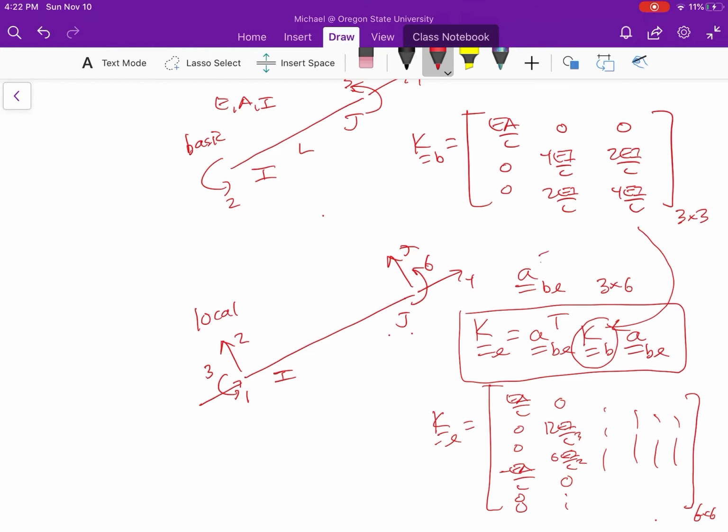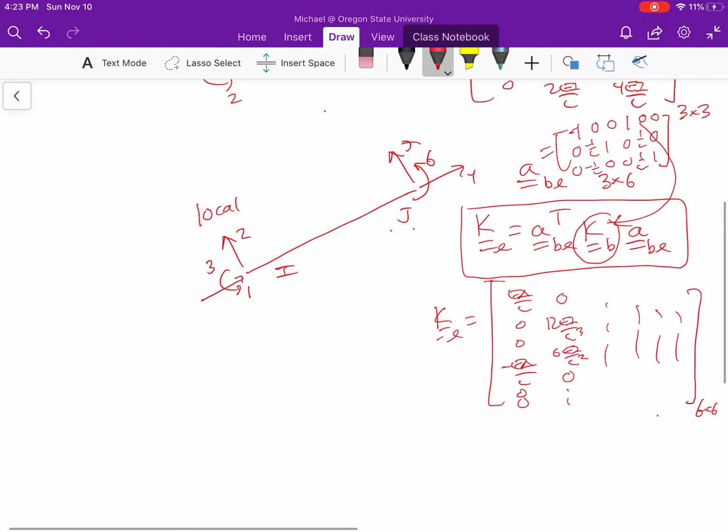It's something like -1, 0, 0, 1, 0, 0, then 0, -1 over L, 1, 0, 1 over L, 1, then 0, 0, -1 over L, 0, 0, 1 over L, 1, something like that. But it's in the notes, and it only depends on L, so it's easy to form. So we can get the local stiffness.